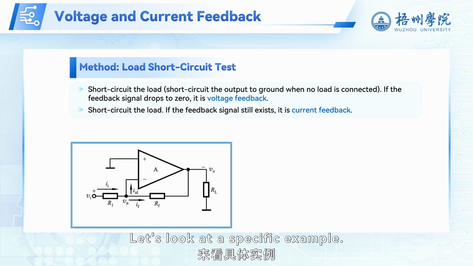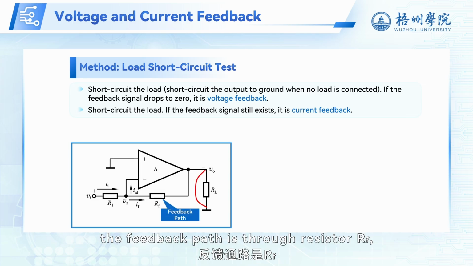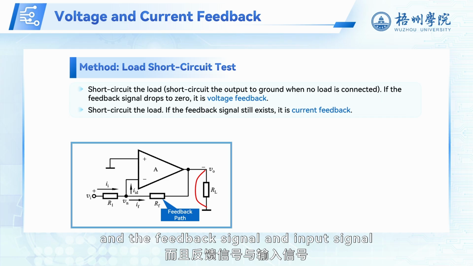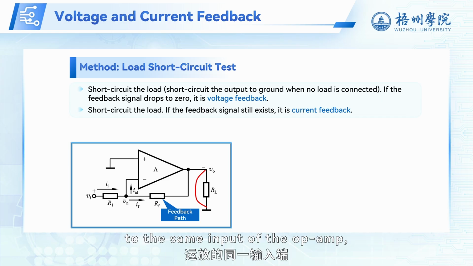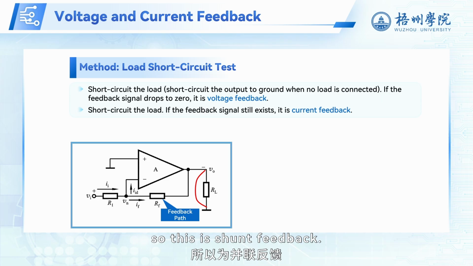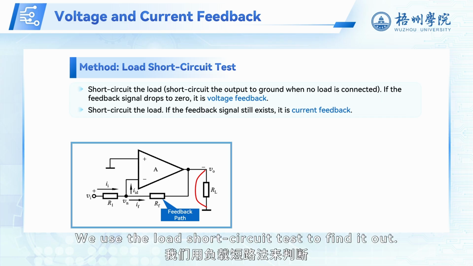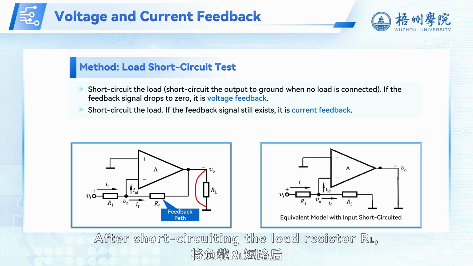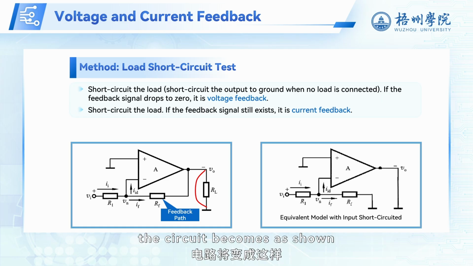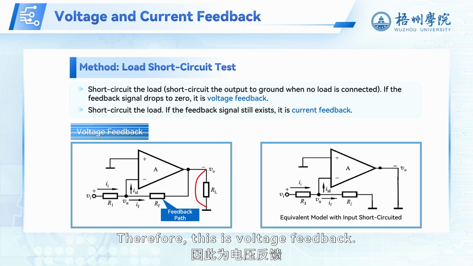Let's look at a specific example. In this circuit, the feedback path is through resistor RF, and the feedback signal and input signal are connected to the same input of the op-amp, so this is shunt feedback. Is it voltage or current feedback? We use the load short circuit test to find it out. After short-circuiting the load resistor RL, the circuit becomes as shown, operating in an open loop state with no feedback, and the feedback signal is 0. Therefore, this is voltage feedback.